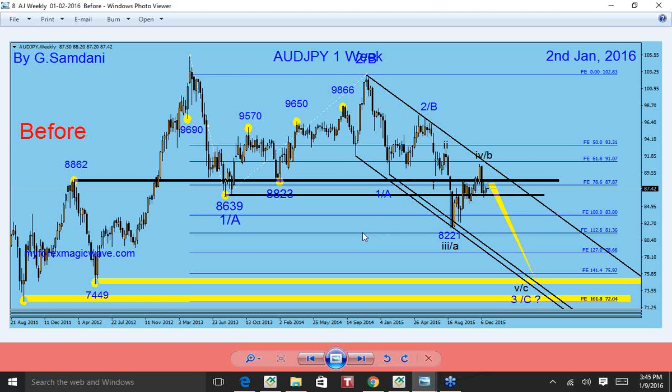Remember, these charts don't move the market. The market doesn't move because of these charts or technical analysis. The market moves because of the fundamentals.